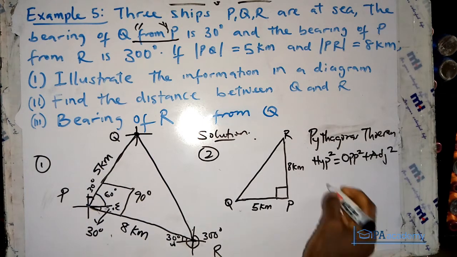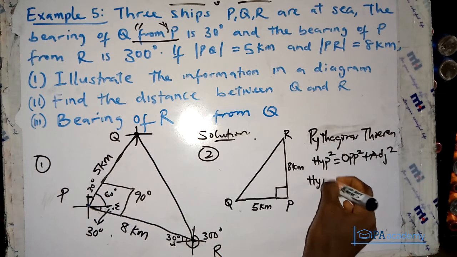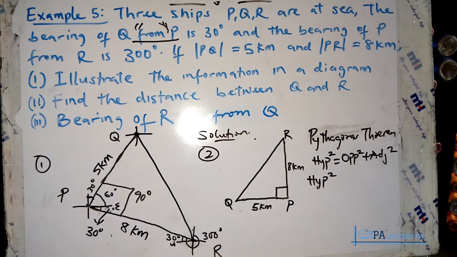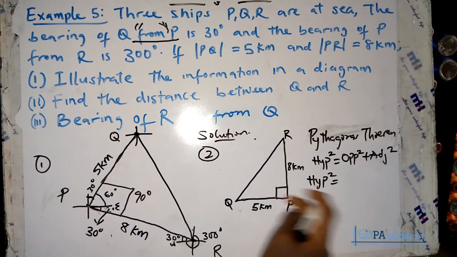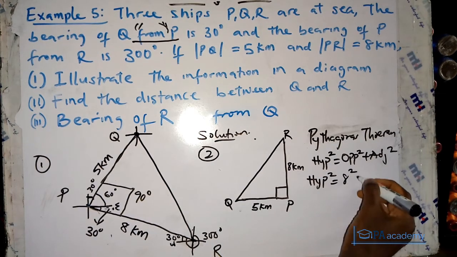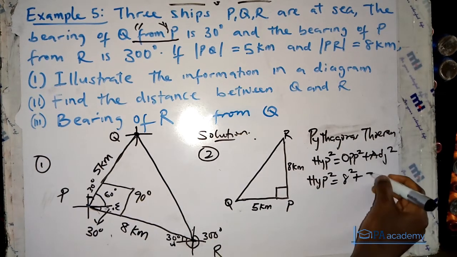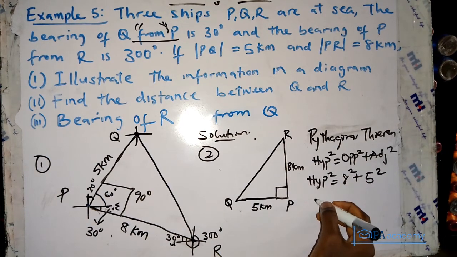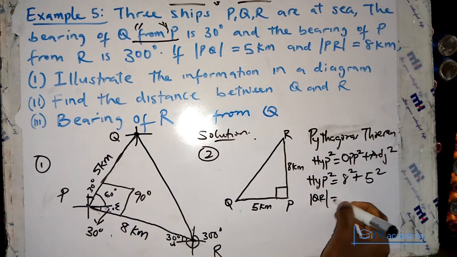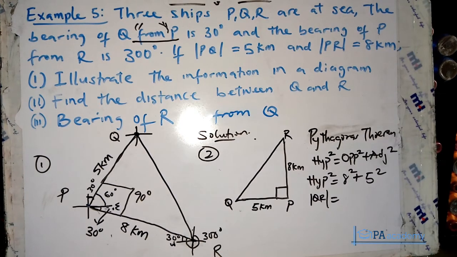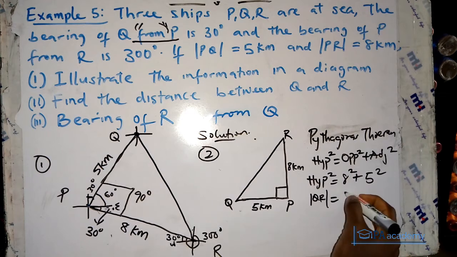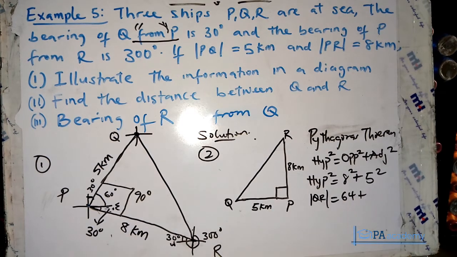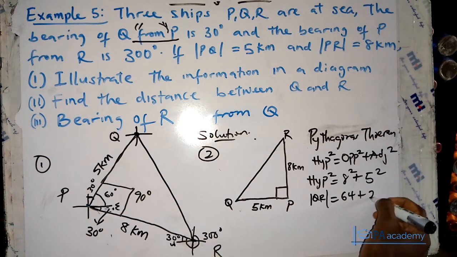So let's put in the values. Hypotenuse square is equals to our opposite, which is 8 square, plus our adjacent, which is 5 square. So our hypotenuse square, which is the same thing as QR, let me represent it with QR, line QR is equals to 8 square, that is 8 times 8, which gives us 64, plus 5 square, that's 5 times 5, which is 25.